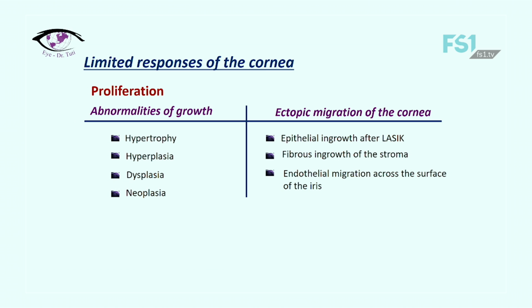And the last of the limited responses of the cornea is proliferation. Proliferation occurs as a result of two phenomena: abnormalities of growth, which might be hypertrophy, hyperplasia, dysplasia, or neoplasia of the tissue, and ectopic migration of the cornea. For example, epithelial ingrowth after LASIK, a fibrous ingrowth of the stroma, and endothelial migration across the surface of the iris.